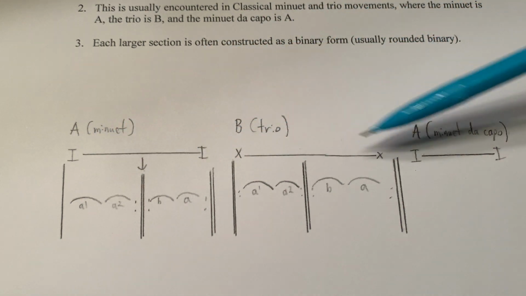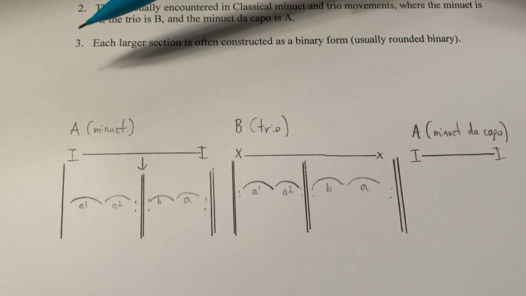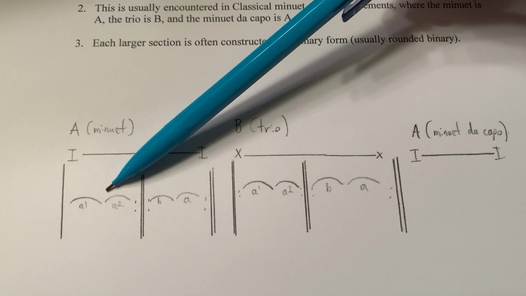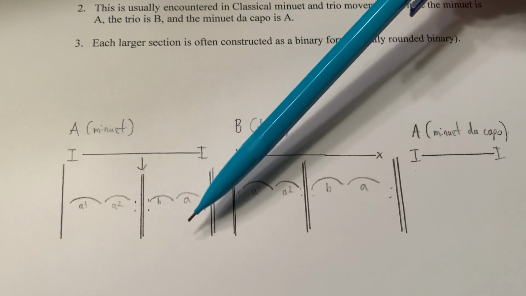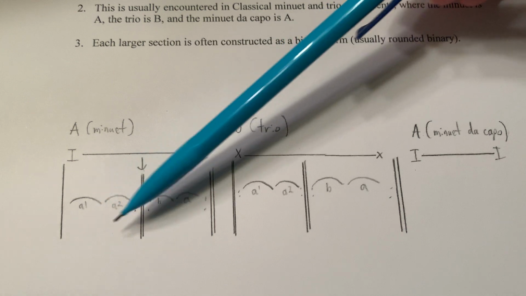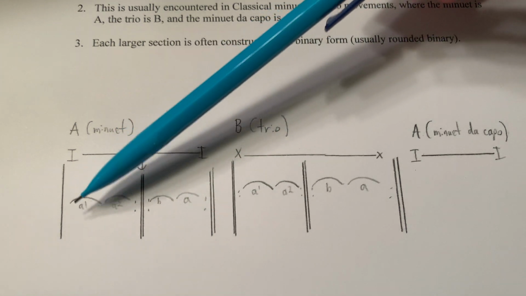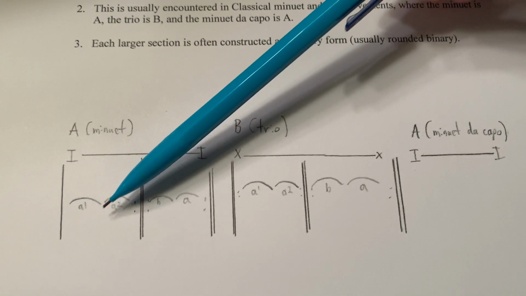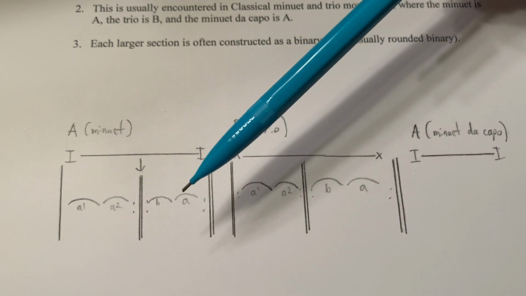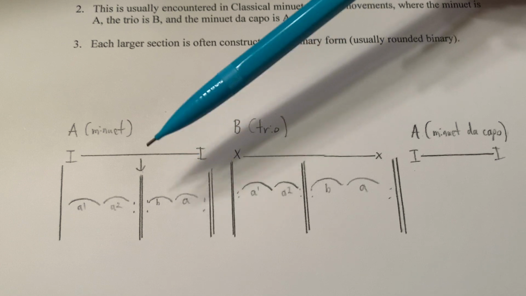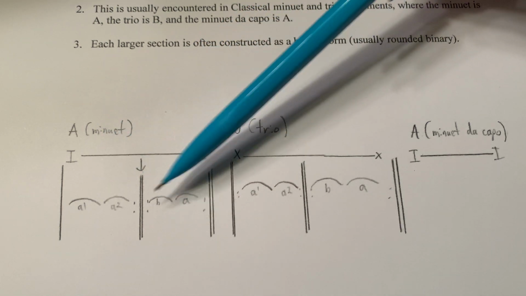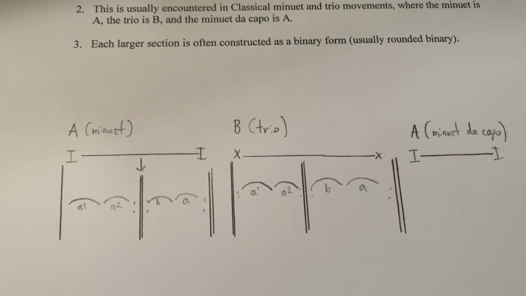Again, A and B would be in different keys, but the thing that makes this unique is that the A section itself might be a rounded binary form. Underneath this, I didn't put the key areas because, as we know, binary forms have different options. Like the first section might have the modulation or it might not. So that's what you need to look at when you're diagramming this later. So the A might be a rounded binary, the B might be a rounded binary, and so on and so forth. Of course, there are some pieces that are a mixture between the non-compound ternary and the compound ternary.